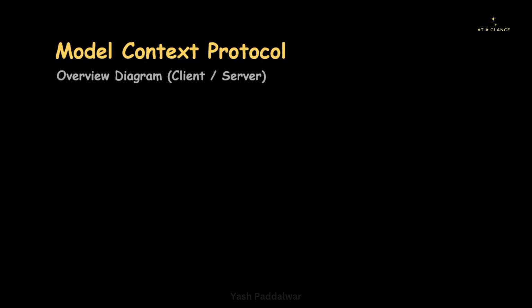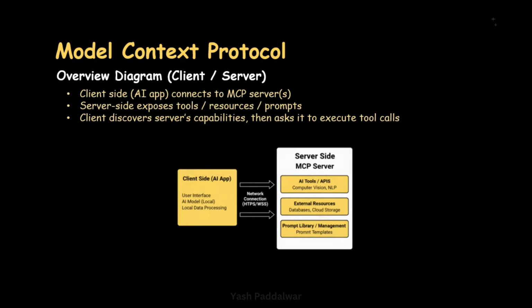Now we'll be looking into an overview diagram of MCP which includes the client and the server. You can see the client side, that is the AI applications. These connect to the MCP server. Every single chatbot will connect to the MCP server of the subsequent domain. The server side will simply expose all the tools, resources, or prompts that it has. For now, just remember tools, resources, and prompts. We are going to look into them in the upcoming videos when we discuss the architecture of MCP.